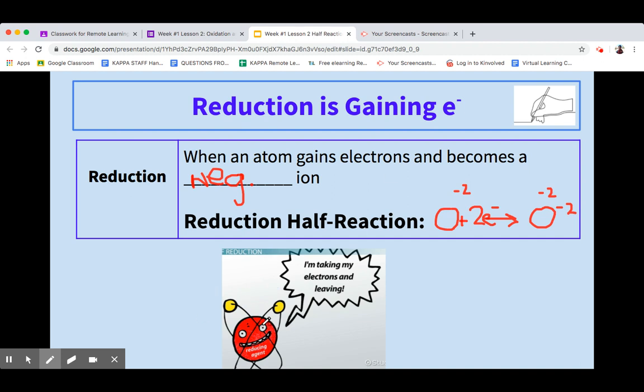Let's take a look at our little comic down here. The reducing agent, so an element that is responsible for going through reduction, is taking all his electrons and leaving, because reduction is gaining electrons. Yeah, that was kind of cheesy. Probably not the best, but what are you going to do?